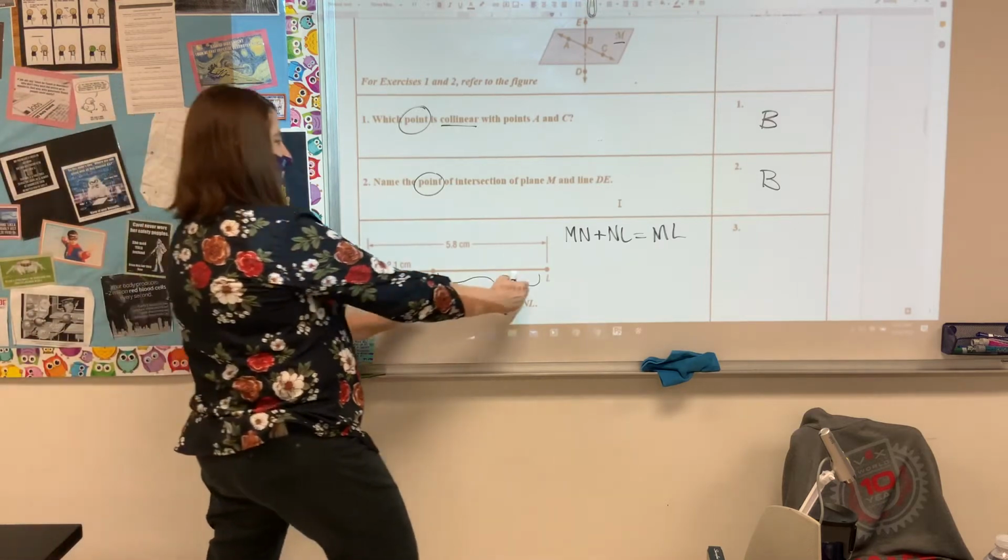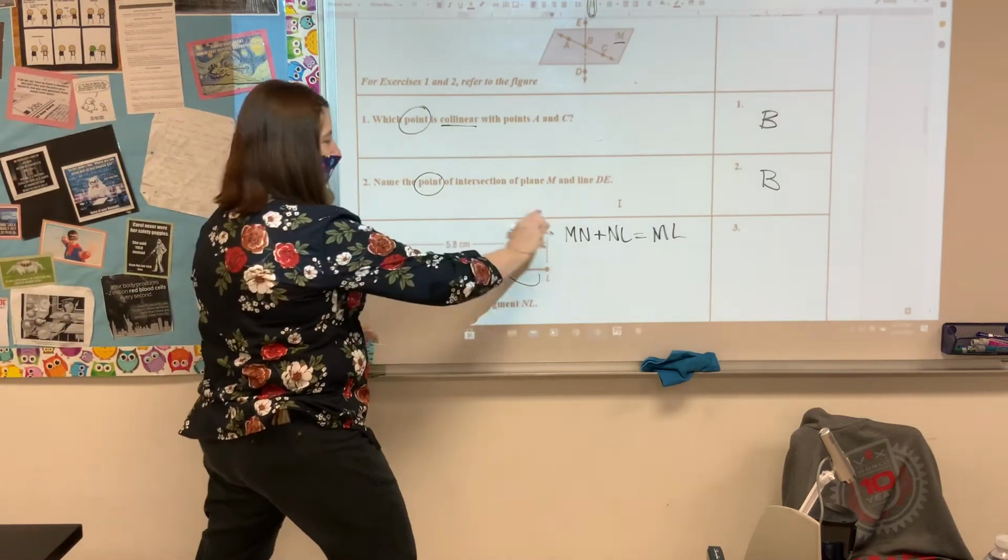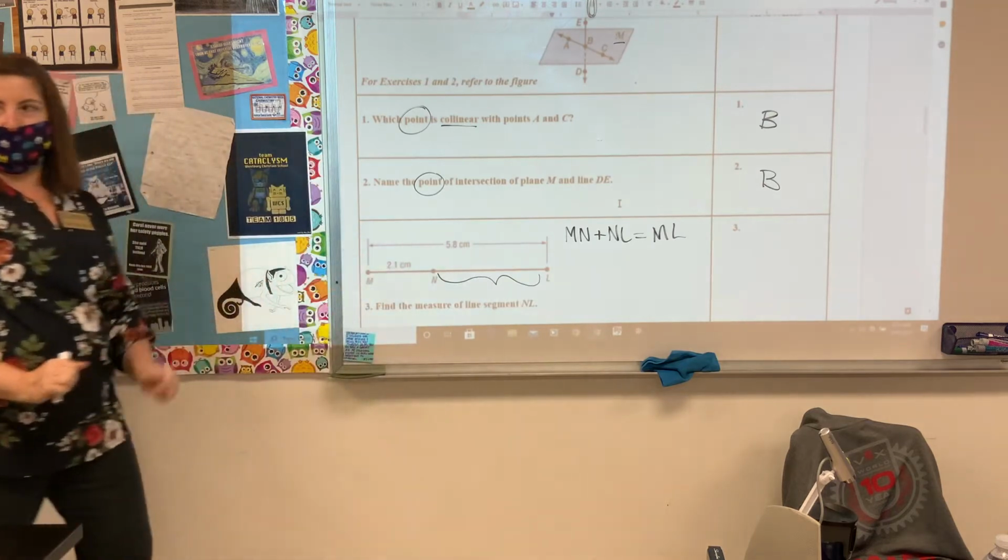This chunk plus this chunk totals to be the whole thing.